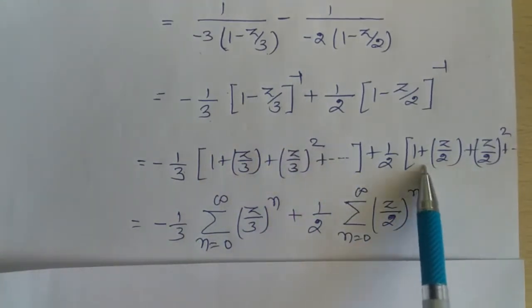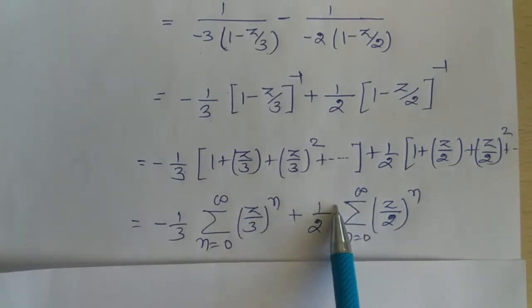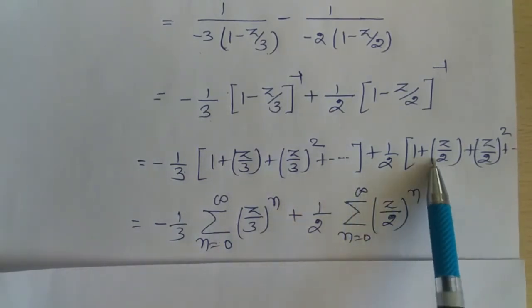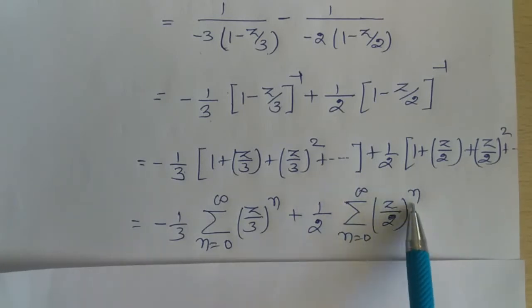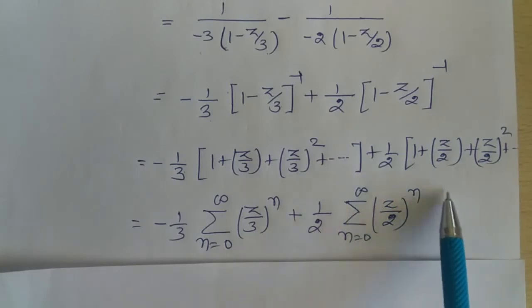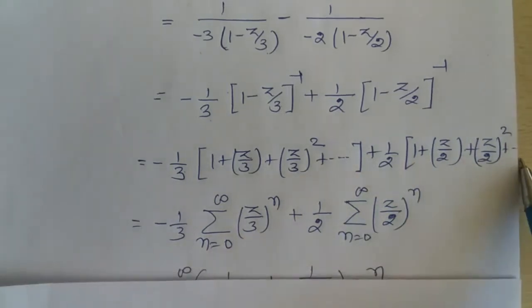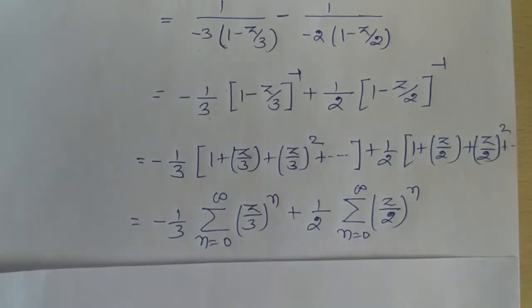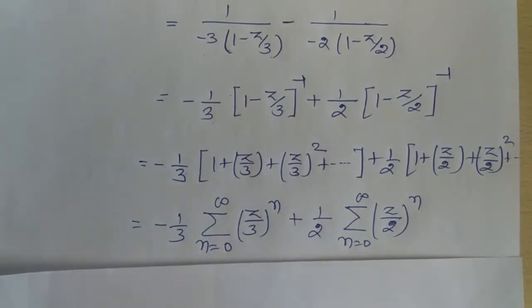Similarly, this series can be expressed as 1 by 2 summation n goes from 0 to infinity (z by 2) power n. For n equal to 0 we get 1, for n equal to 1 we get z by 2, for n equal to 2 we get (z by 2) square and so on. So this is how we express the given series in the form of summation. Further, this is z power n, this is z power n, and the summation is the same from 0 to infinity. Now here 3 power n multiplied by 3 we get 3 power n plus 1. Here 2 power n multiplied by 2, so we get 2 power n plus 1.